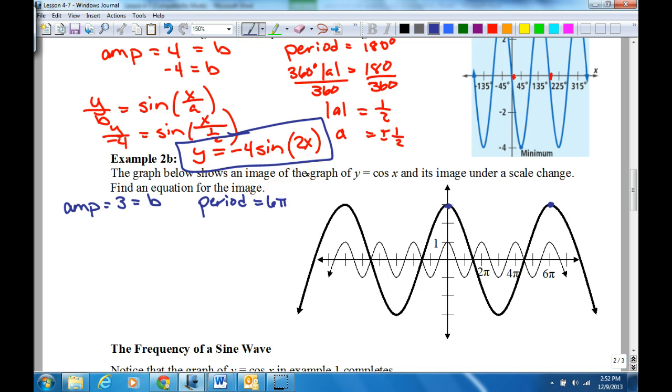Okay, so we're in radians this time. So if I want to find A, I know it's 2 pi absolute A equals 6 pi. Divide by 2 pi. So A is 3. Pi's cancel out.